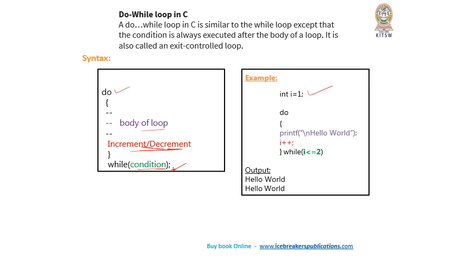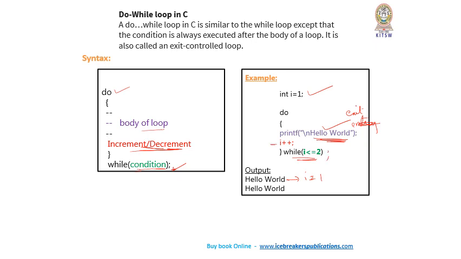Example, i equal to 1, do printf hello. So without checking the condition, we are executing this. Irrespective of the condition, this is printed for i equal to 1. That is why it is called an exit control loop, because the condition is given at the end of the do while.